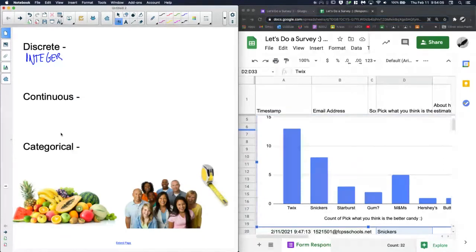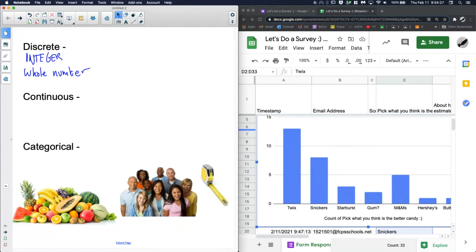I remember that. So integer means whole number. Whole number. There we go. So I look at my pictures here. I actually have two pictures here that can be represented by whole numbers. But the one you're going to see the most, especially in our class, is this one.